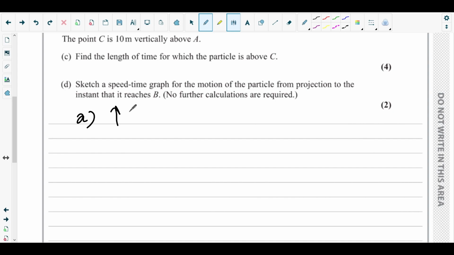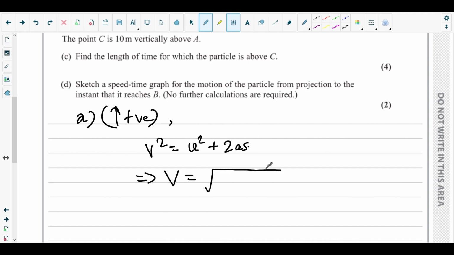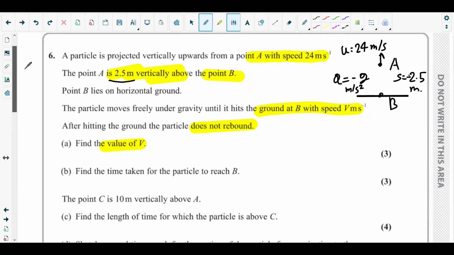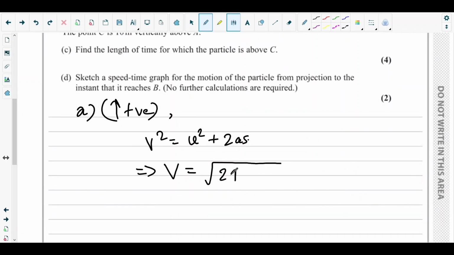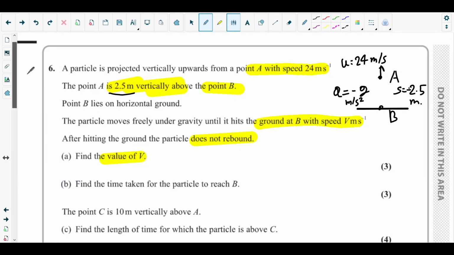We took the upward direction as positive, so considering that, we will use this formula: v squared equals u squared plus 2as. We need the value of v, so v equals the square root of u squared, which is 24 squared, minus 2g. Why is it minus? Because g is negative. And the displacement is negative 2.5 meters.